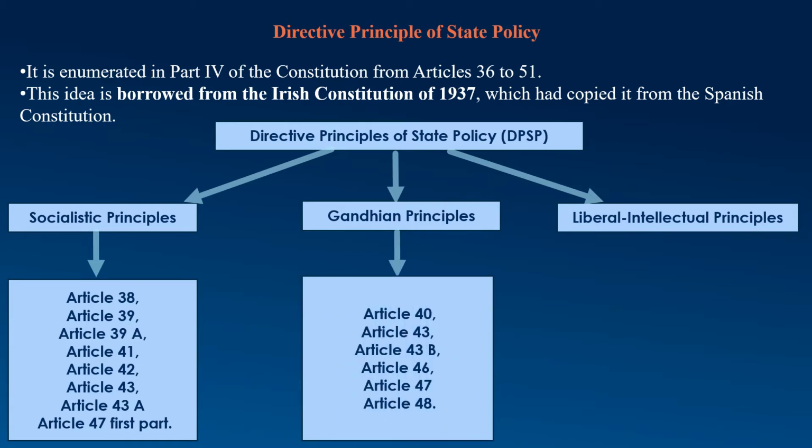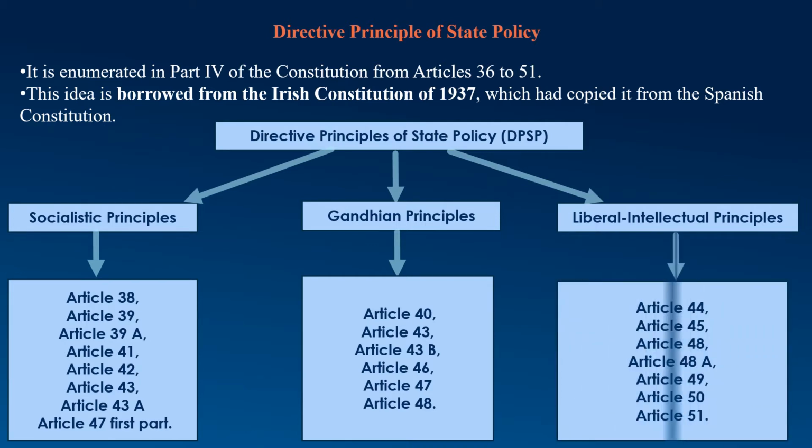Gandhian Principles: Article 40, Article 43, Article 43B, Article 46, Article 47, Article 48. Liberal Intellectual Principles: Article 44, Article 45, Article 48, Article 48A, Article 49, Article 50, Article 51. Articles dealing with directive principles.